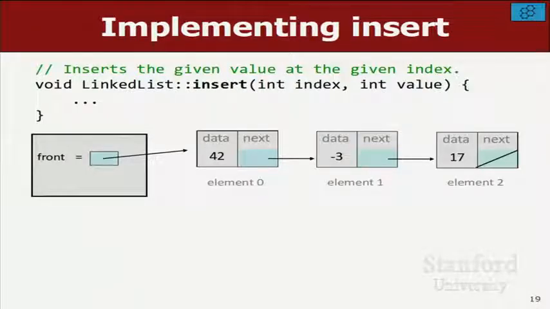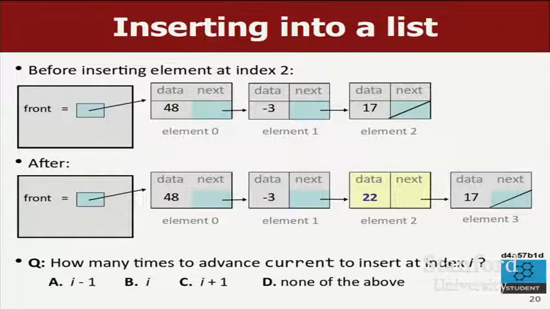So if you're going to insert at a given index, like insert at index 1, the value 9, what that means is I have to put in a new node there between the 42 and the negative 3. Okay? So in my slide here, I'm inserting 22 at index 2. So if I make a pointer that starts at the front of the list, how many times do I have to walk the pointer forward if I'm going to add a value at index i or index 2 or whatever? Do I have to walk forward i times, i plus 1, i minus 1? What do you think?